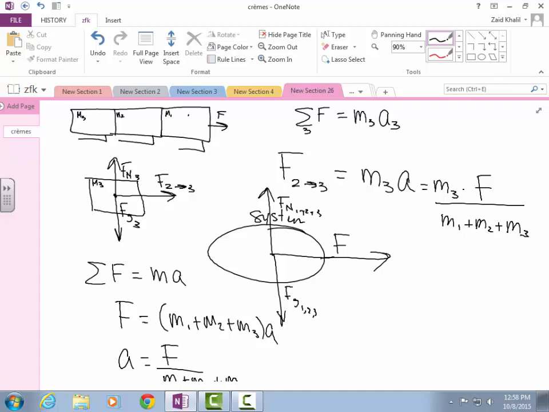So it's M2 plus M3 times F over M1 plus M2 plus M3. And then M1A is M1 times F over M1 plus M2 plus M3. And what do we end up with? Yes?